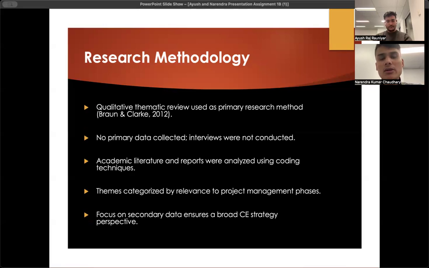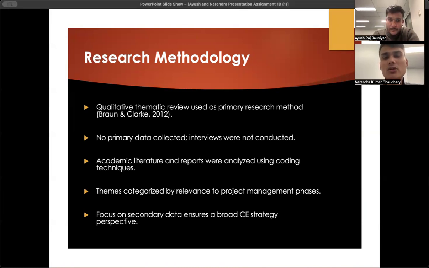This study also employs a qualitative thematic literature review as its primary method, focusing exclusively on secondary data sources. We do not go into expert reviews or different types of interviews with experts. Peer-reviewed articles, industry reports and policy documents will be coded and categorized into themes aligned with project management phases.